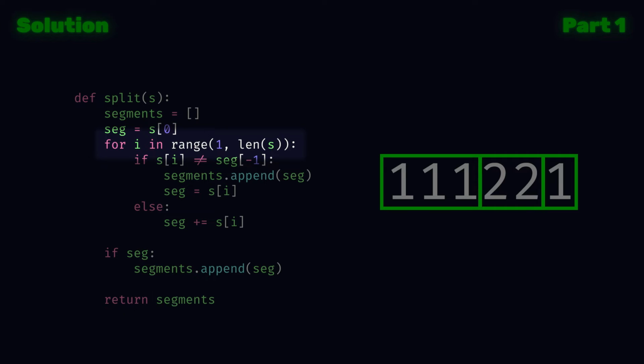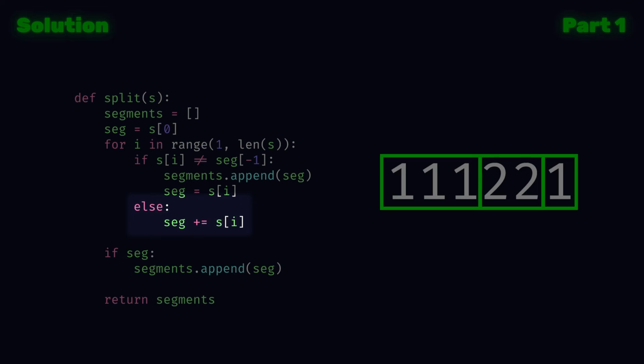From this point, we will iterate from index 1, because the first character is already in our current segment, to the last character in the string. Then we check: is the current character in the input string the same as the last character in the segment that we're currently building? If it's not, then we know that we switch characters, and thus the segment that we were building has ended. In this case, we append the segment to our list of all segments, and we start building a new segment. Otherwise, if those characters are the same, then we simply append the character to our current segment.